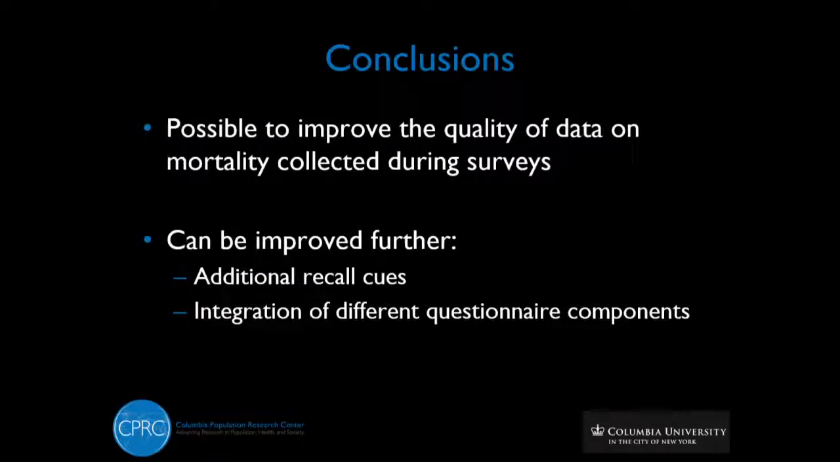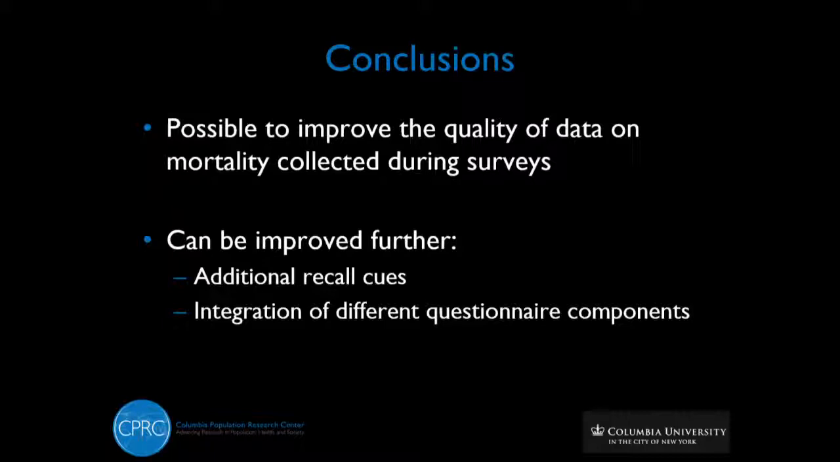So in conclusion, I think we look at this as a proof of concept that yes, you can actually improve these data that are used for demographic estimation when there's very limited vital registration in a country. And we also think it can be improved further, for example, by designing additional recall cues or by integrating different parts of the questionnaire. Because in the DHS questionnaire, for example, you collect a birth history, then you're going to collect a sibling survival history, where with our calendar, we put both on the same thing, so you have kind of efficiency gains. We can get through things much quicker in this way.